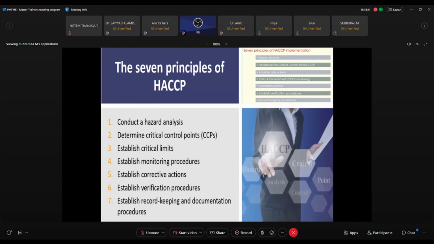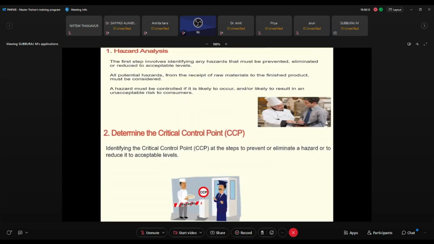Let us see one by one. Hazard analysis is very, very important to prevent problems. At first, you have to see what the physical hazards are, what the chemical hazards are, what the microbiological hazards are, and whether any radioactive materials or allergens are present. All the materials matter, so you have to think one by one very carefully.